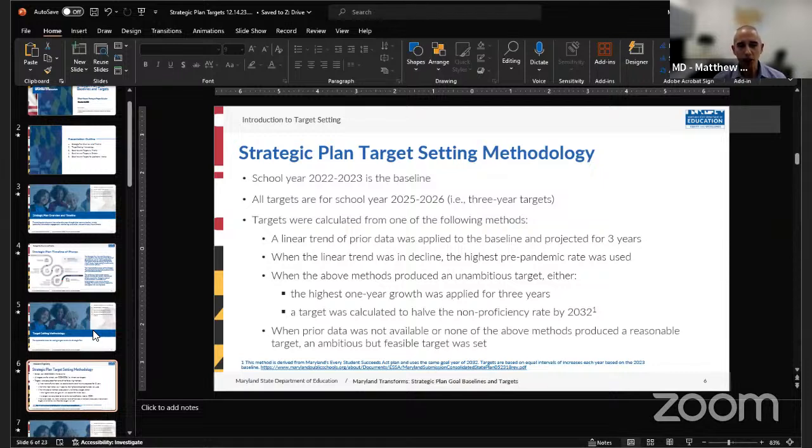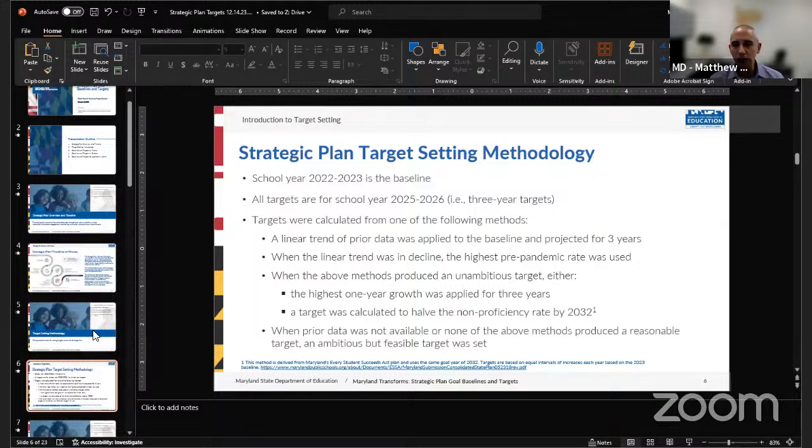So ideally, we start with the first sub-bullet. We use a linear trend. So we look at the prior data and apply that trend in the prior data to the baseline of last year, projected out for 3 years. It's good when it works. There are several cases where it does not.